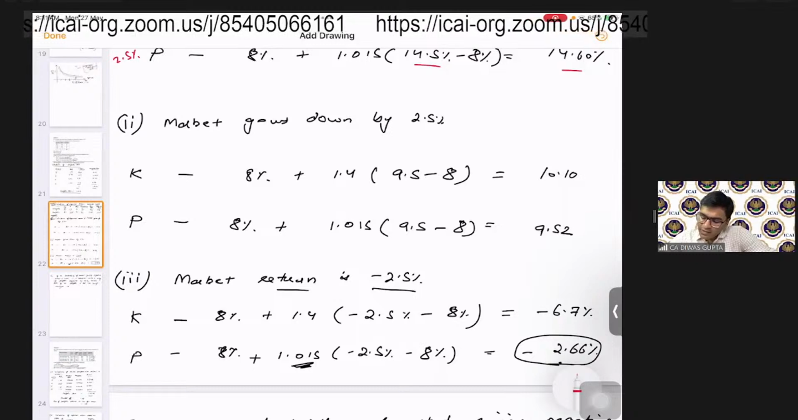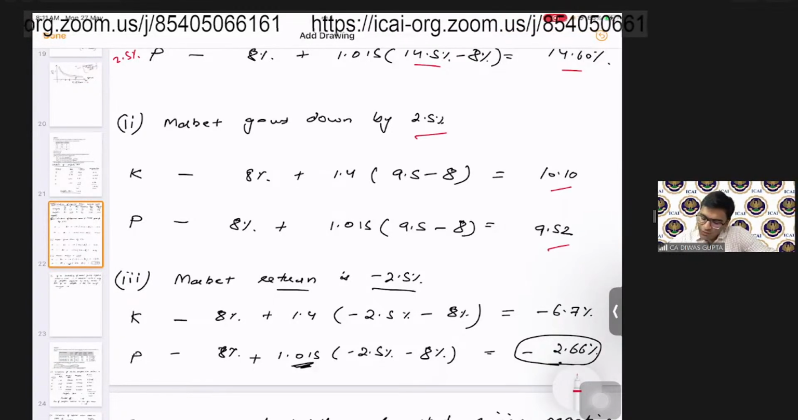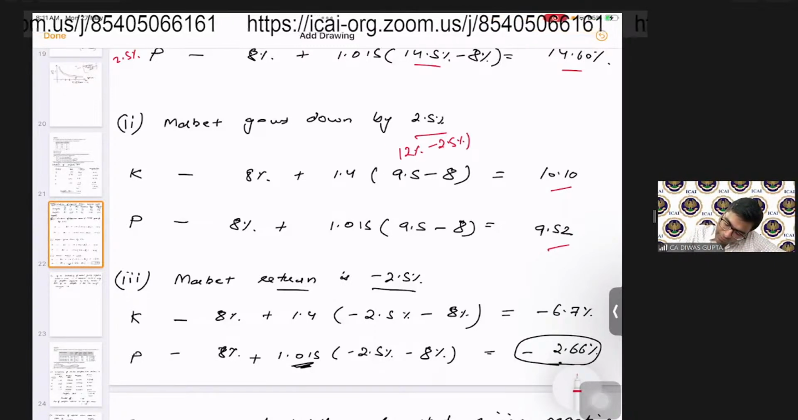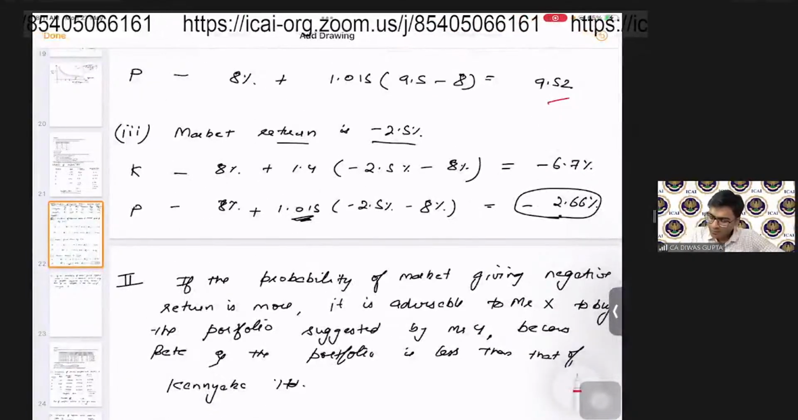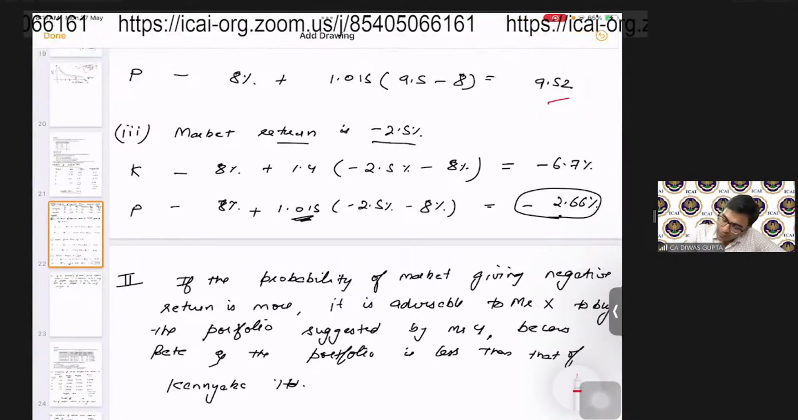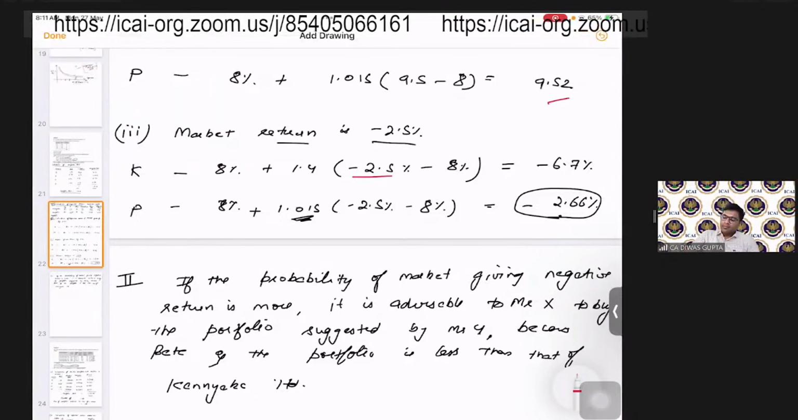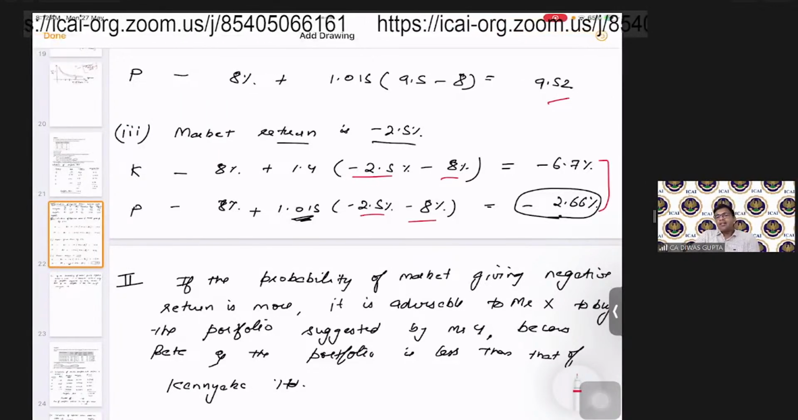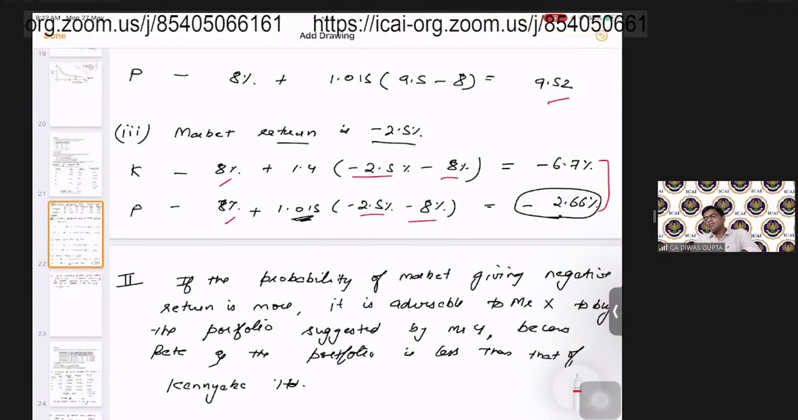Then second one, in case the market goes down, then also 1.4 and 1.015. So here it was 12, minus 2.5%. Then market return, if it is negative 2.5, then we will just simply replace 12 by negative 2.5. And we will arrive at the negative returns. Definitely the returns are going to be negative, right? Only risk-free return is positive, rest risk premium will become negative.